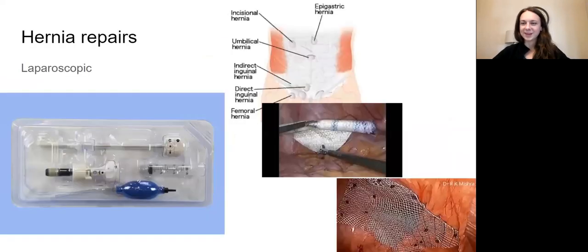Okay, now I can go to hernia repairs. So hernia repairs on page 478. I want you to know the different kinds, and I want you to also see how they're doing it now. They do lots of open hernias, but many of them can be done laparoscopically now, and I wanted you to see the option for laparoscopic.